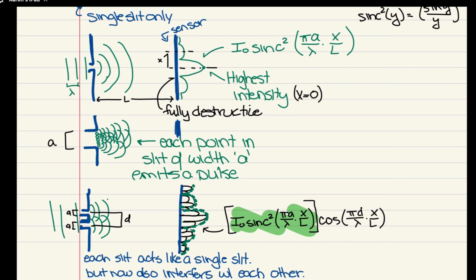And so all that does is take the original formula you have for the single slit and multiply it by this additional cosine term, which just incorporates the fact that you have two slits, and sometimes those two slits are interfering constructively and destructively.